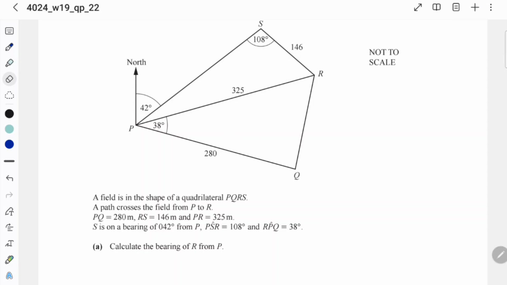Alright, so here the bearing of R from P. So where is R? This is R from P. From P means start from P and end at R. So it means you have to add 42 and this angle. Okay, so this angle is your question here. So you just take this triangle. In this triangle you have two sides and a non-included angle. It means the sine rule is applicable. So let's take this angle as, for example, angle x, y, anything you can write down.